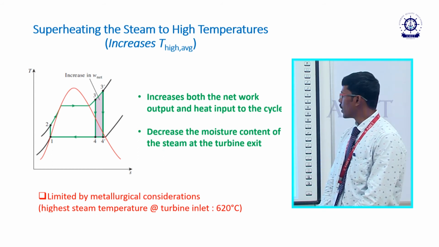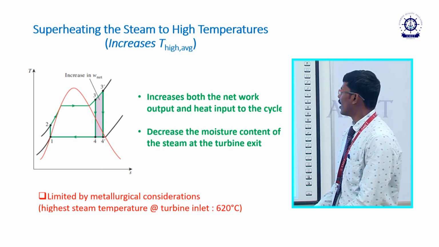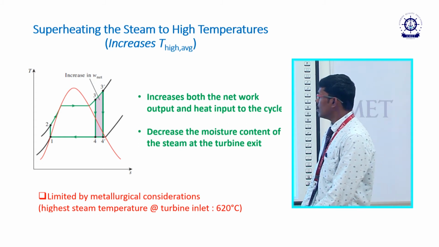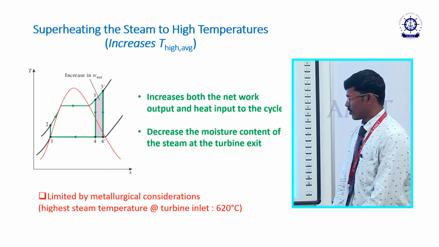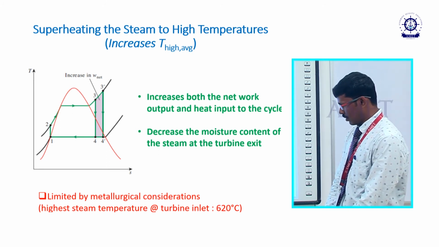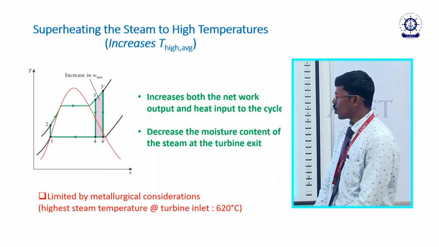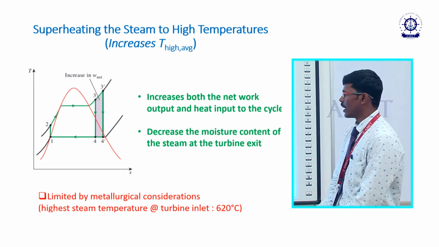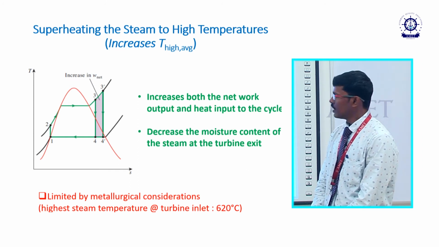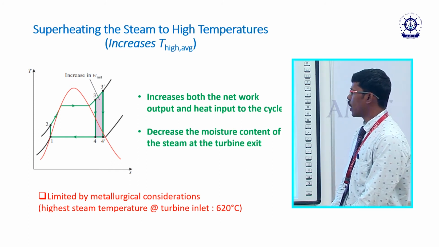This is where we are basically increasing the temperature at the inlet of the turbine. So, let us consider this 1, 2, 3 and 4 gives the state of a normal Rankine cycle, that means the ideal Rankine cycle, and 3 dash and 4 dash represents the superheating of the steam to high temperature.